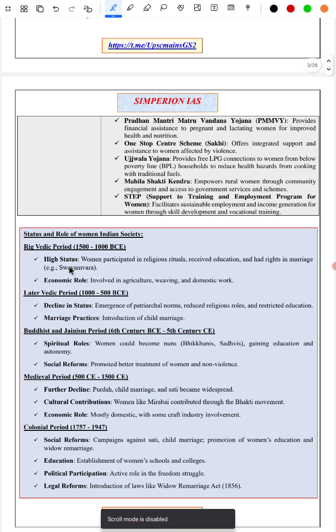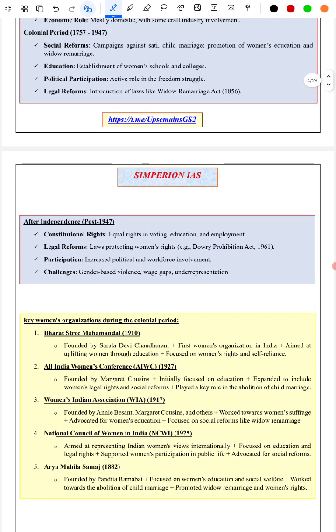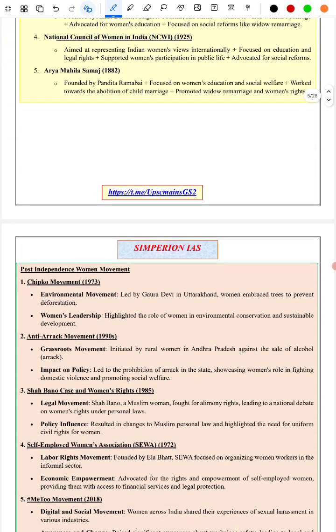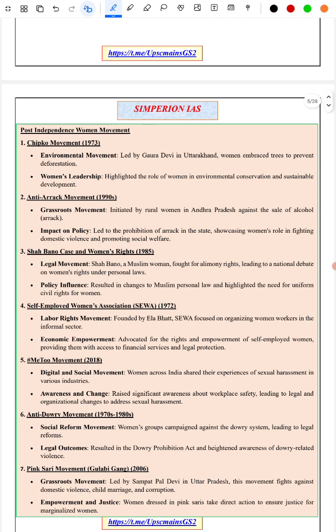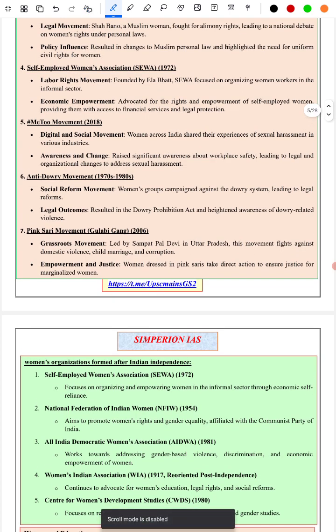Next, we have covered the status of women in Indian society in different time frames: the Rigvedic period, the later Vedic period, the Buddhist and Jainism period, the medieval period, the colonial period, and post-independence. Next, we have covered important women organizations during the colonial period. We have covered 5 important organizations that were working for the welfare of women. Up next, we have covered important post-independence movements for the welfare of women, and important organizations working for the welfare of women after independence.